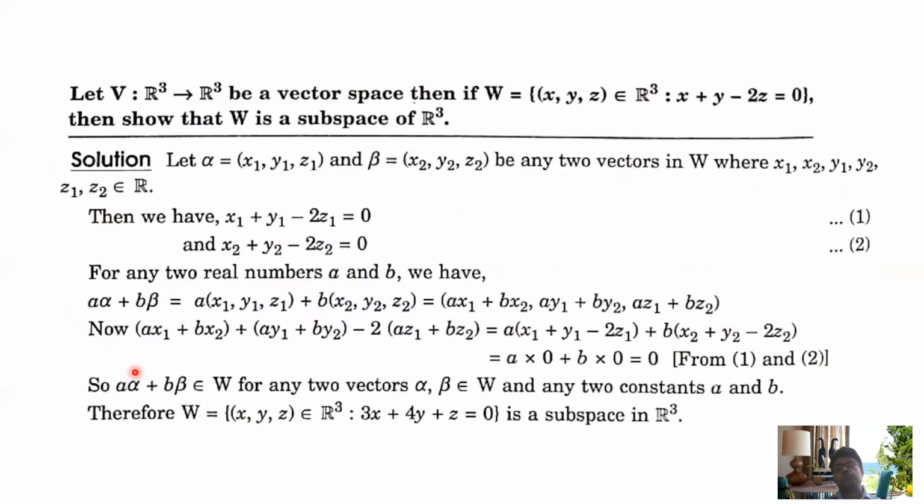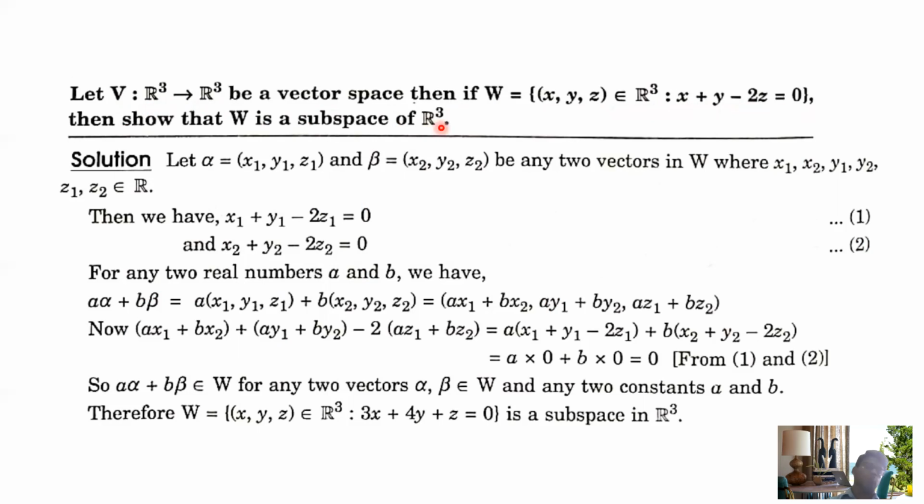Now what type of question you can see from here? Some theoretical questions you can see from this. Now try to understand the question. Prove that, let V be the vector space R cube over R, a real space of third order, and W equals the set of (x, y, z) belonging to R cube satisfying x plus y minus 2z equals 0. Then W is a subspace of this.